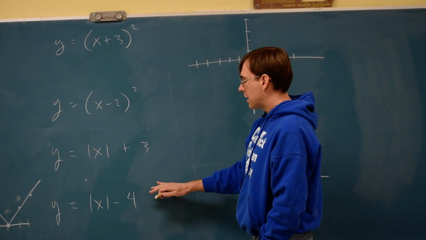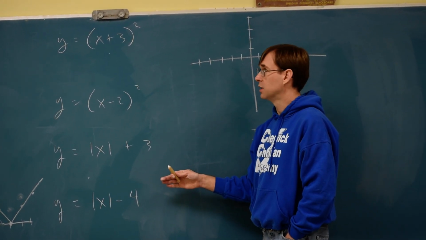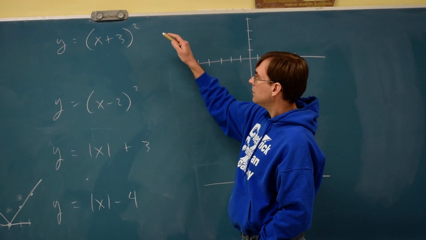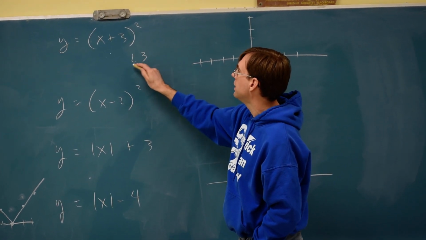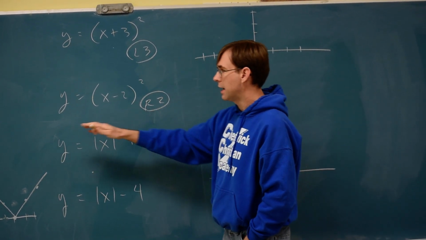So if I go through this cycle, you might want to pause and self-test, decide left, right, up, or down, and then unpause me. This would go left 3. This would go right 2. Because these are like the ones over there.